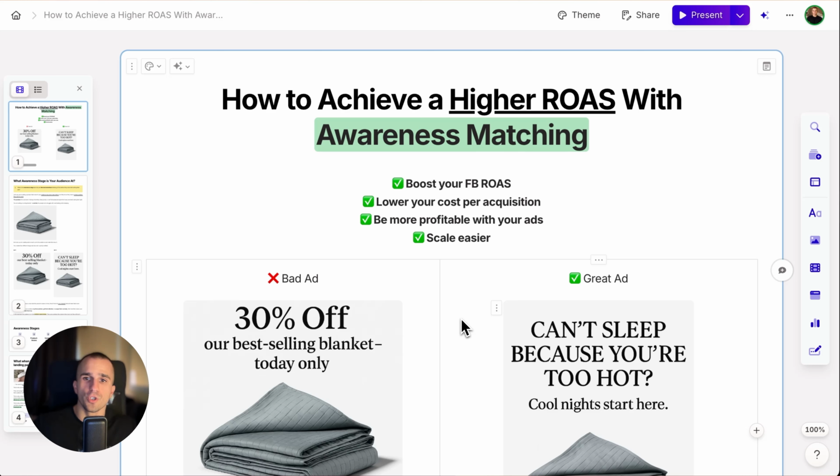So if you're looking to boost your Facebook ads returns, to lower your cost per acquisition and be more profitable with your Facebook ads, this video is for you, because we're going to cover the technique that the best advertisers are using before they start creating the ads, and it's called awareness matching. By the end of this video, you'll be able to apply it to your ads in order to increase your returns and scale much more easily.